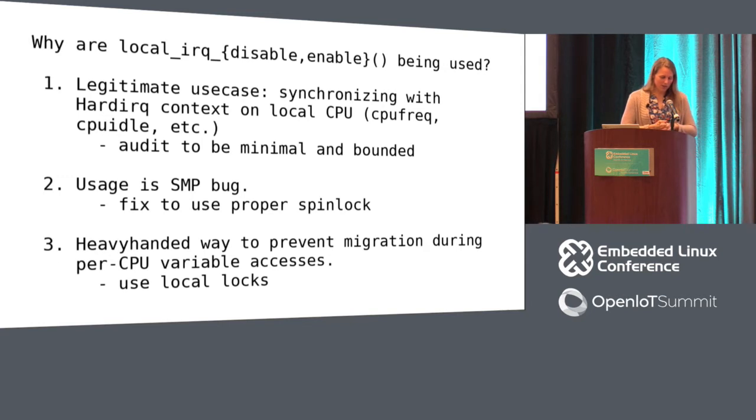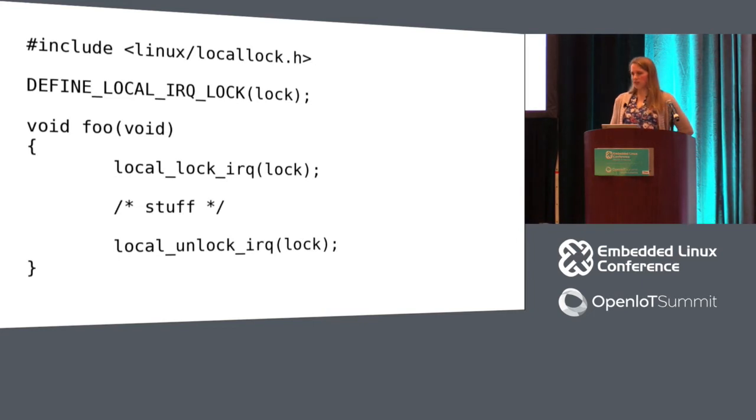And probably the most common usage here, and Stephen alluded to this as well, is that it's a heavy-handed way to prevent the task that's being executed from being ripped away from the CPU. So if that task needs to access some per CPU data, this might be one way that a driver uses that. And there's a solution for those people that's using local locks. So there was a question about local locks in the last section.